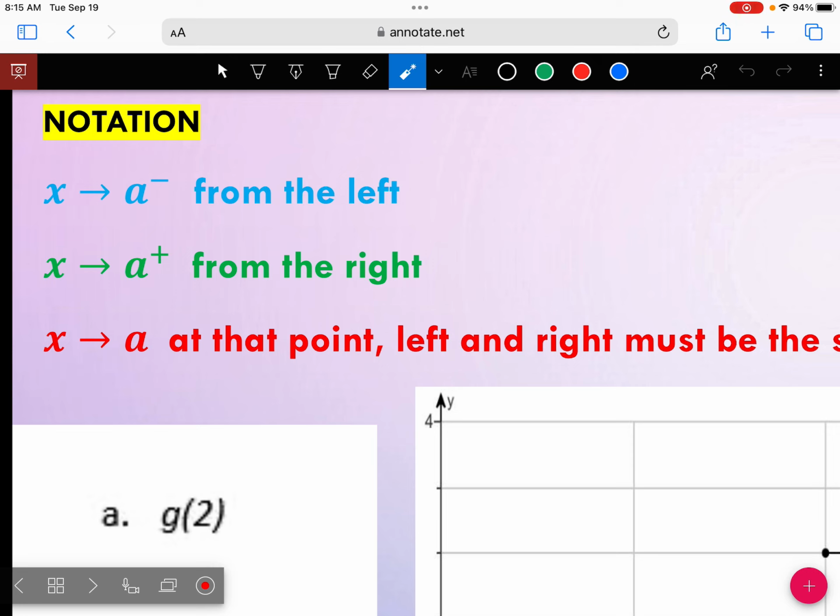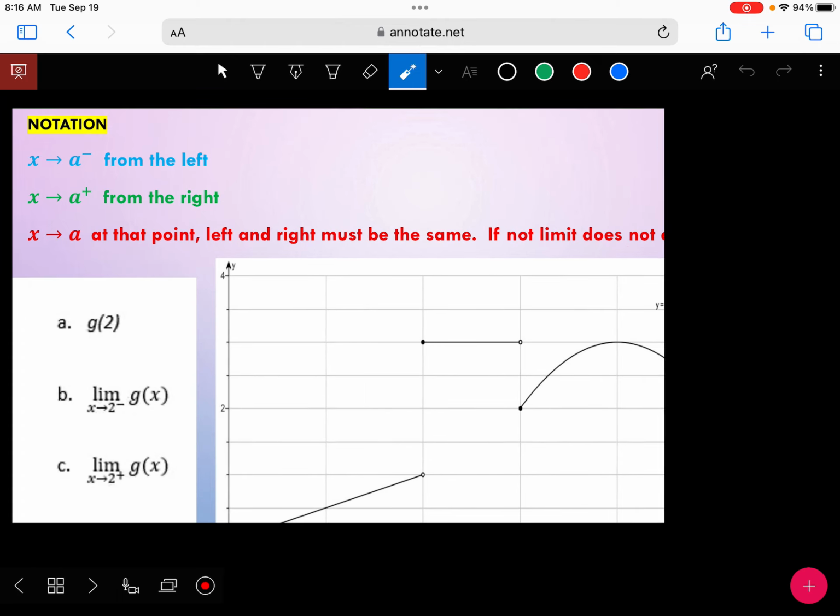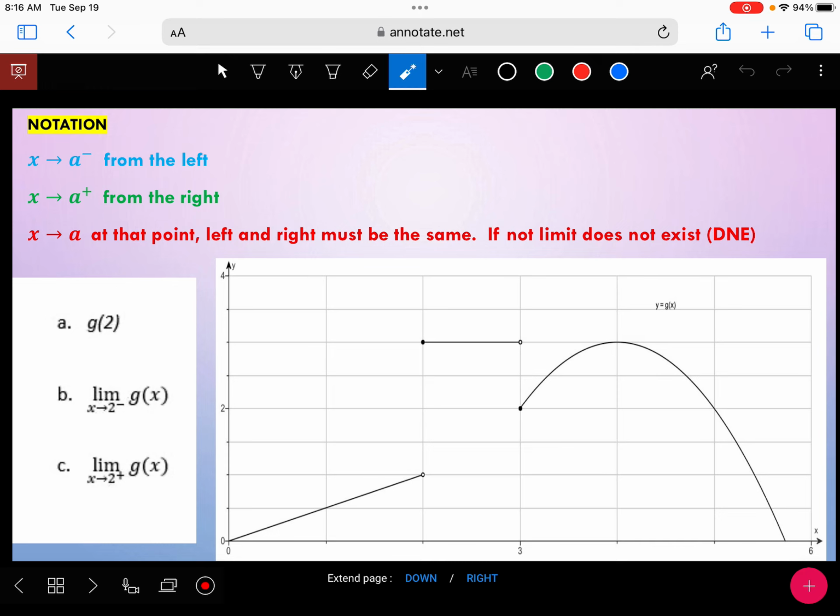And so for today and tomorrow, we're simply just looking at graphs. Looking at a graph and finding the limit. Okay, if at that point it's not the same, the limit does not exist.